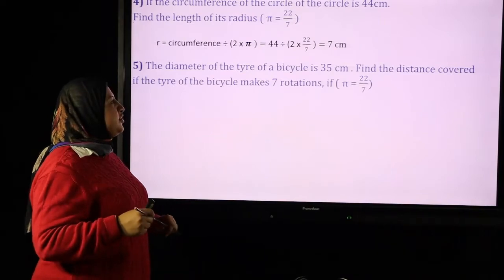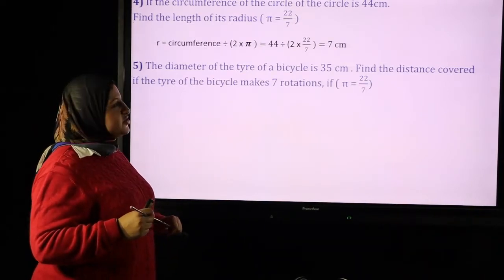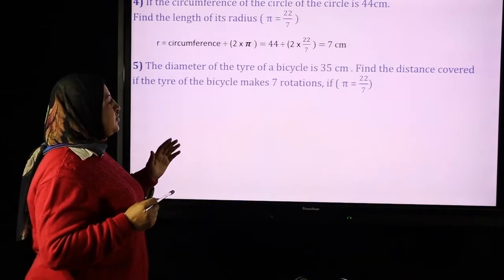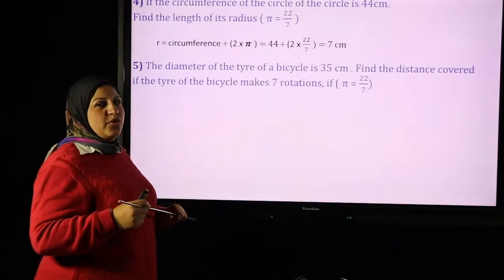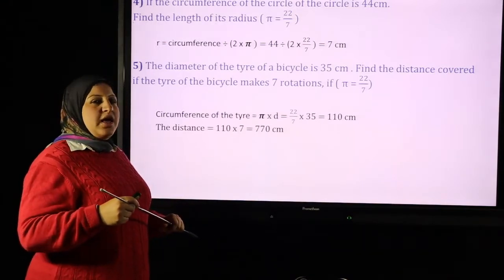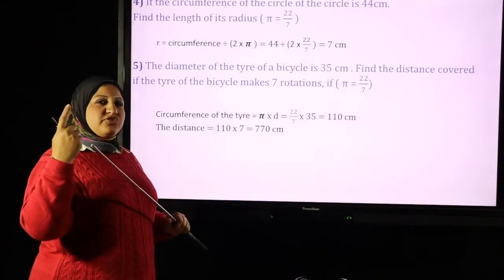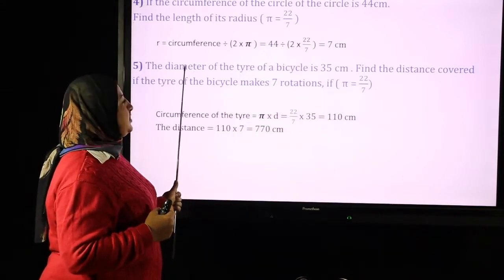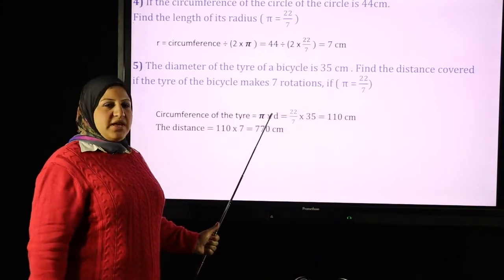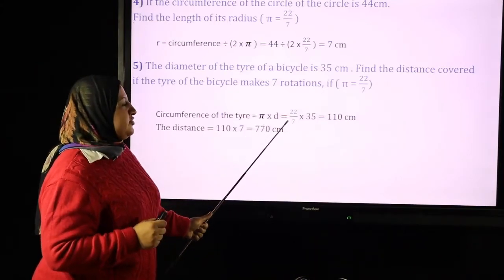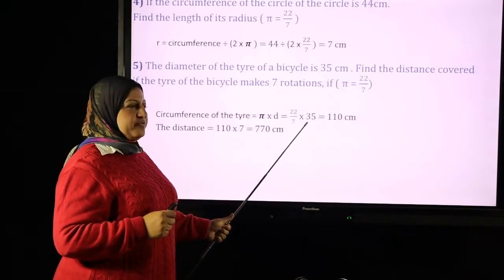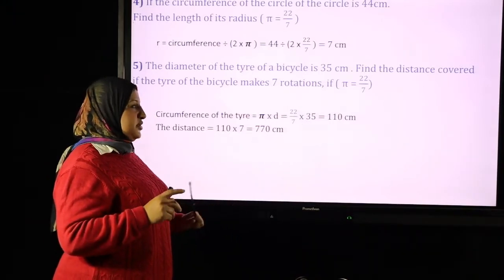Number 5, the diameter of the tire of the bicycle is 35 centimeters. Find the distance covered if the tire makes 7 rotations, if pi equals 22/7. Okay, first we have to get the circumference of the circle, and we will use magic triangle number 1 because I have here the diameter. So circumference of the tire equals pi times diameter. Pi equals 22/7 from the exercise, times the diameter here equals 35. The result will be 110 centimeters.